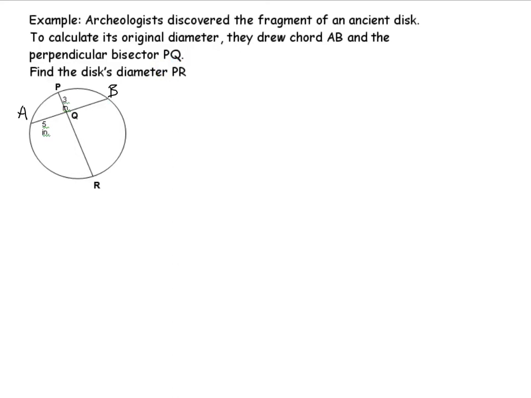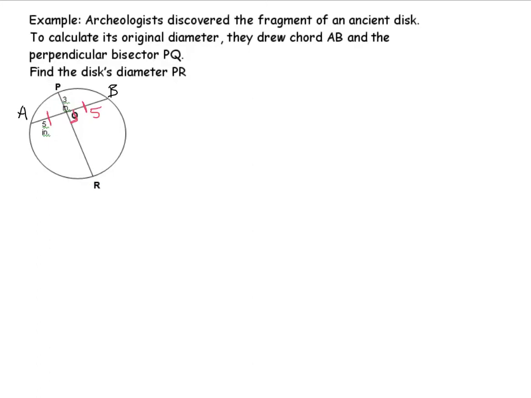And that's huge that they're telling us it was a perpendicular bisector of PQ, because that sets up something from our previous chapter, where we know that this segment and this segment are going to be congruent. So if AQ is 5, we automatically know that QB was also 5 inches. Using that information, we can now figure out what the disk diameter was. I'm going to figure out what the length from Q to R is, and then add that to PQ to get the whole diameter of PR.